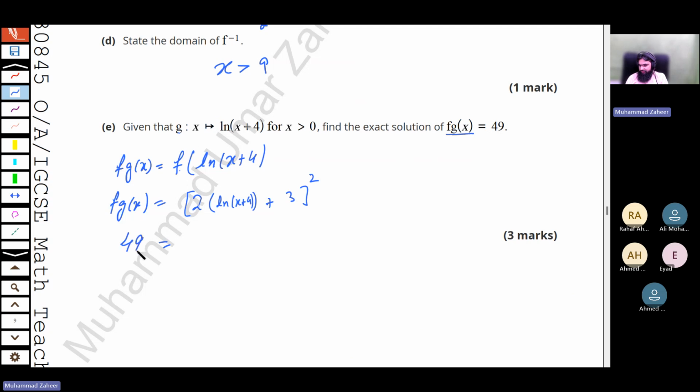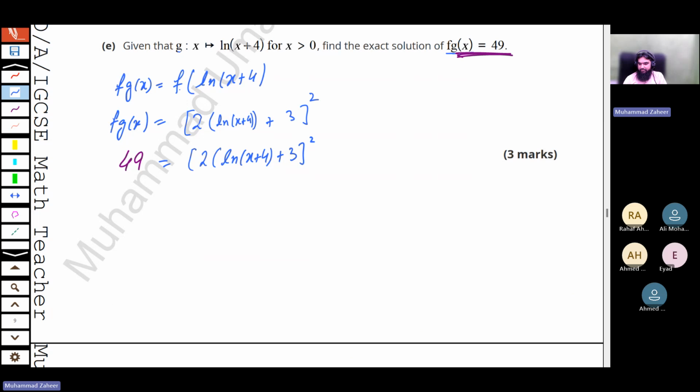So substitute the value, because it is given here. Now I want to find the value of x, so I need to make x the subject. So I want to remove the square. So I'm going to take a square root on both sides. So it will be 7.